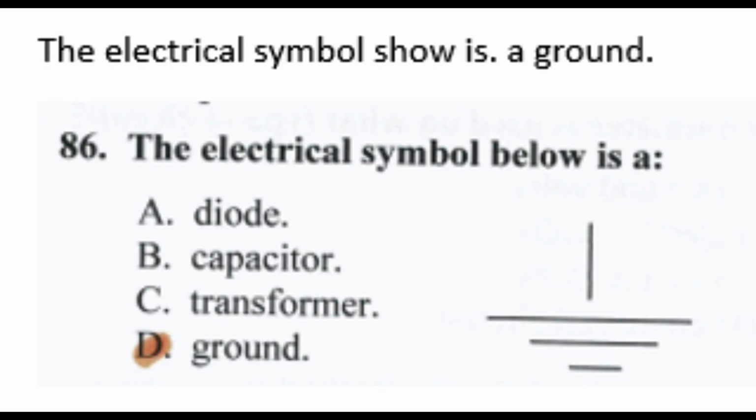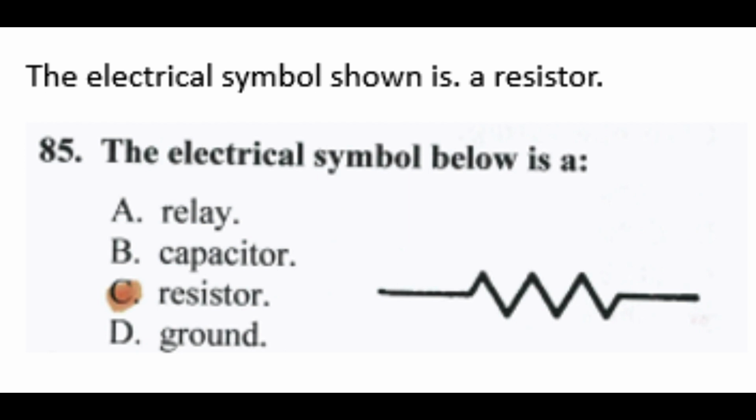The electrical symbol shown is a ground, upside down pyramid rows, one line straight up on top. Ground. The electrical symbol shown is a resistor, heart monitor, straight line then mountain range, then straight line. Resistor.